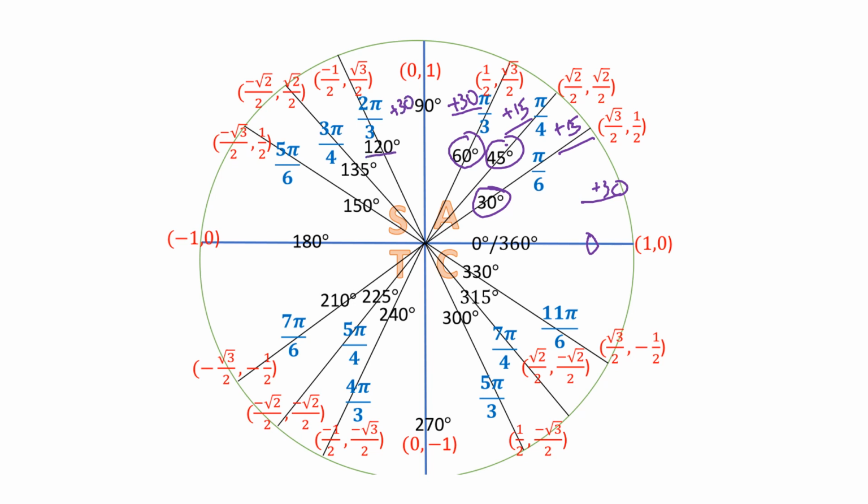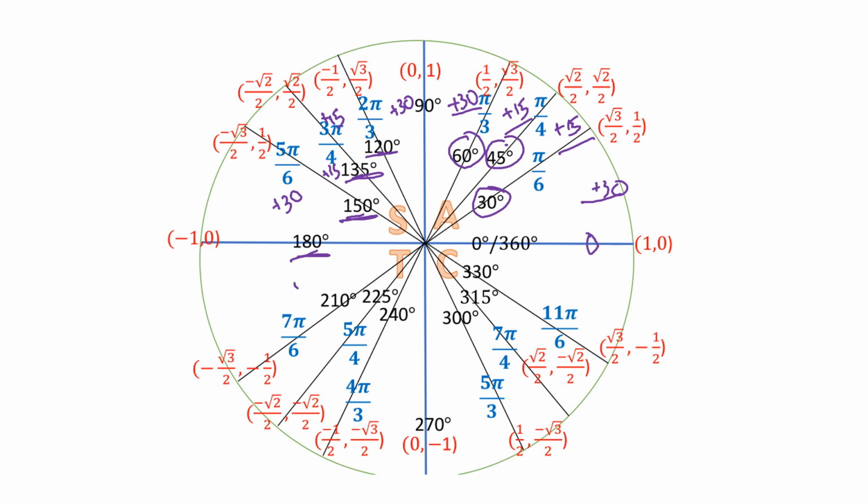So 90 plus 30 is 120. Add 15 again, that's 135. Add 15 again, that's 150. Add 30 again, and it's 180. And we can follow that pattern all the way around.